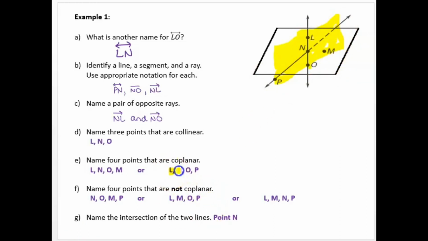So this is an example of points that are coplanar, but there's not a plane that we can actually see that's drawn that goes through them. But that doesn't mean they're not coplanar. We'll do a lot more practice with this in class. And for letter F, if you got NOMP or LMOP or LMNP, any of these are right. So if you were trying these and you got something different from what I showed you, then just so you know, these are all correct answers.